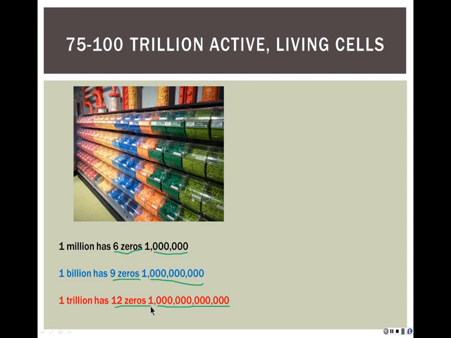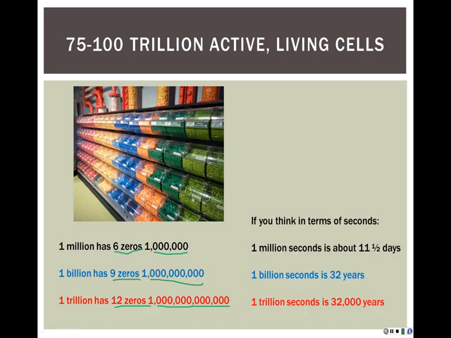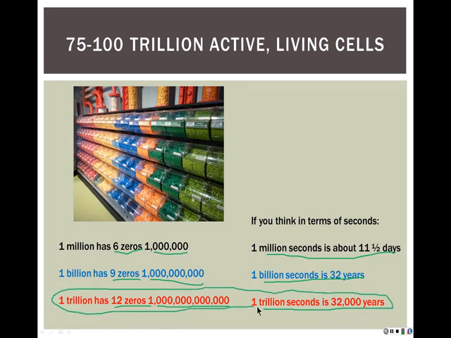So I read one person's way of trying to explain really big numbers to kids, and I thought it was pretty cool. He explained numbers and tried to make a comparison to time. So if you think in terms of seconds, 1,000,000 seconds is about 11.5 days. And if you take 1,000,000,000 seconds, that takes about 32 years. And then 1,000,000,000,000 seconds takes about 32,000 years.